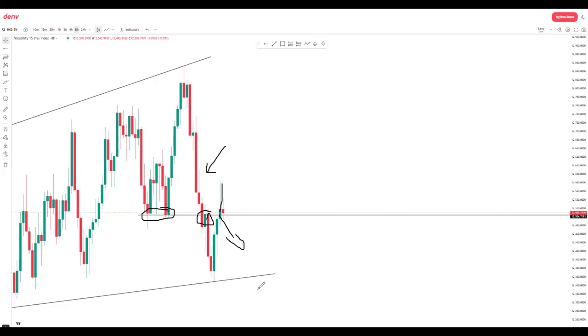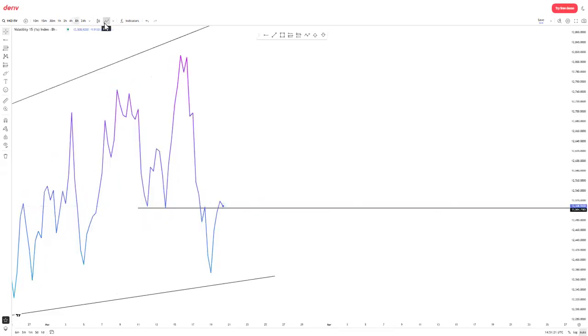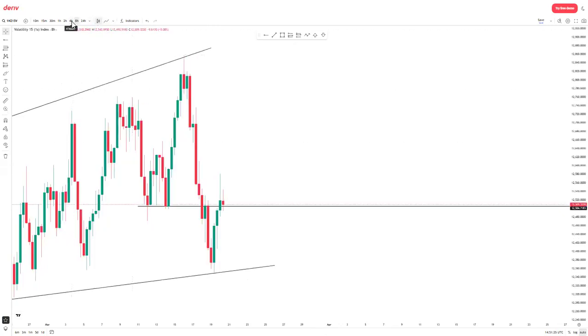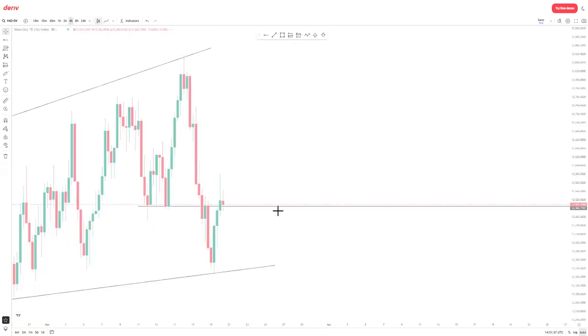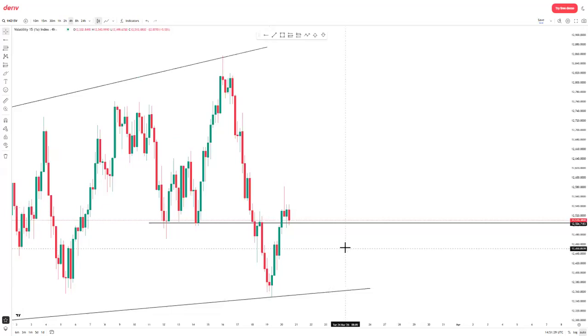Right now, this is what you have. Let me erase and apply your line chart. The market looks like this on a line chart. Sharp. We move to the 4-hour chart. This is our 4-hour chart. Still, the support is where it was on the higher time frame, right?